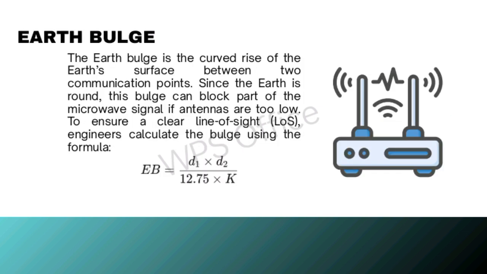Earth bulge is essential. Think of the Earth like a giant ball. If you try to shine a flashlight from one side of the ball to the other, the curved shape gets in the way. It's the same with antennas. They need to send signals to each other, but because the Earth is round, the middle part of the Earth sticks up, like a little hill. If the antennas are too short, the signal can be blocked by the Earth's curve. So engineers use earth bulge to figure out how high the antennas need to be so the signal can travel clearly without hitting the curved Earth. The earth bulge formula is D1 times D2 over 12.75 times K.